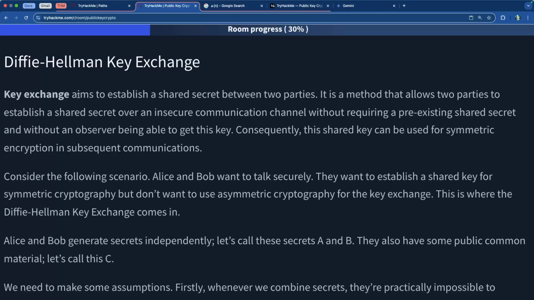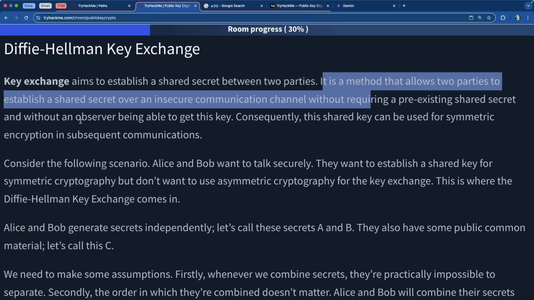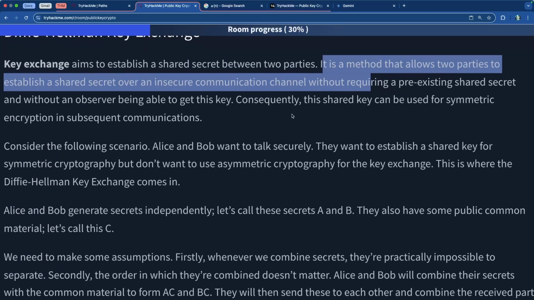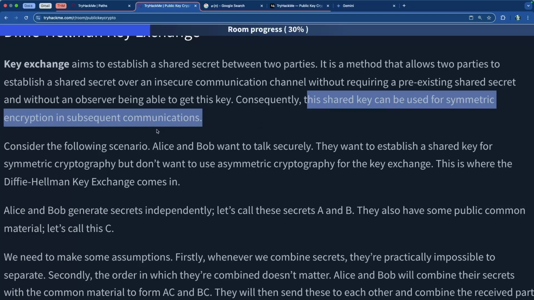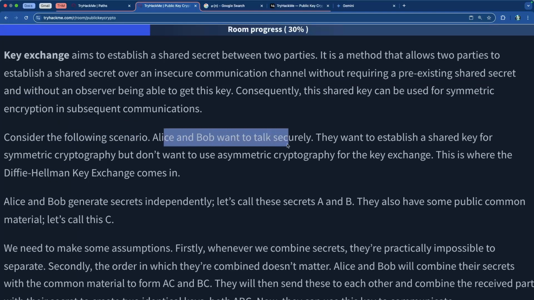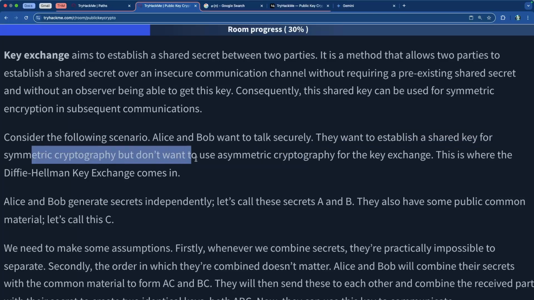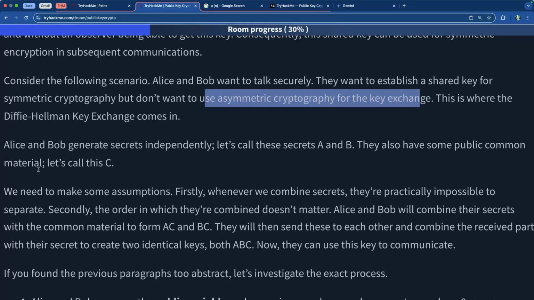Key Exchange aims to establish a shared secret between two parties. It's a method that allows two parties to establish a shared secret over an insecure communication channel without requiring a pre-existing shared secret and without an observer being able to get the key. This shared secret can be used for symmetric encryption in subsequent communications. So, considering the scenario, Alice and Bob want to talk securely. They want to establish a shared key for symmetric cryptography, but don't want to use asymmetric cryptography for the key exchange. This is where Diffie-Hellman comes in.